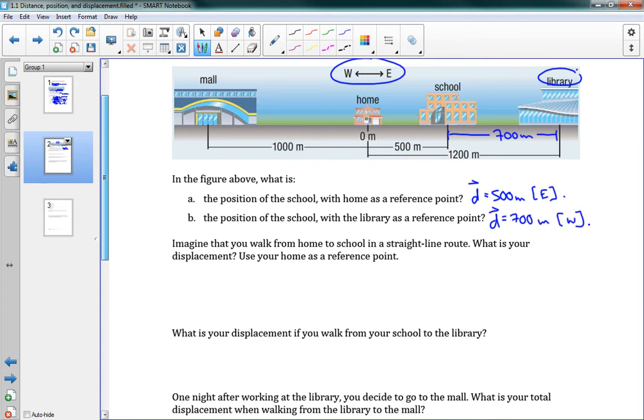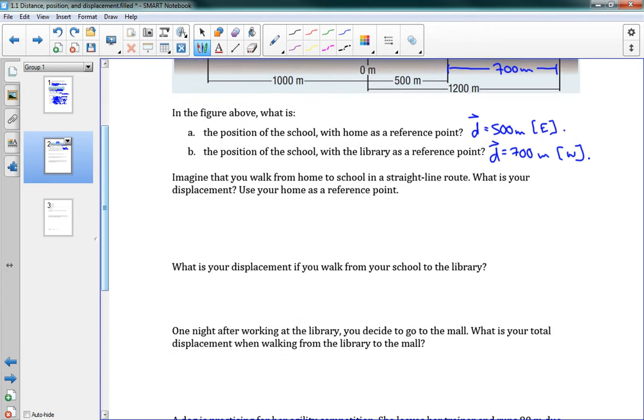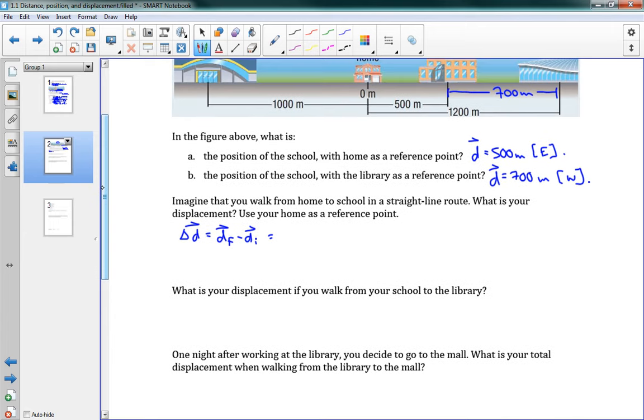All right. Now imagine that you walk from home to school in a straight line route. What is your displacement, using home as a reference point? Okay, so remember we have our definition here. Delta D, that's displacement, is equal to our final position minus our initial position. And that's how we're going to use this. We're just going to use that formula. Now you could probably tell me the displacement without doing this math. You could probably look at the picture and say, well, I think I know the answer. But let's do it this way.